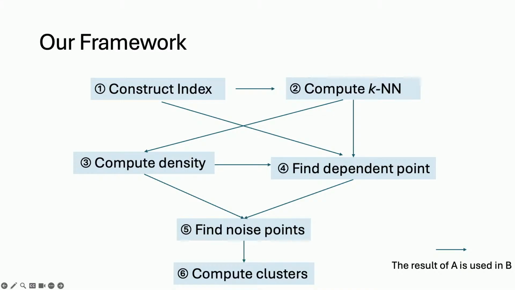OK, next up, we're going to find the noise points. These are the outlier points. And then finally, we'll compute the clusters after we get rid of the noise points. So for finding the noise points, it's a simple application of a parallel filtering algorithm. For computing the clusters, we're going to be using a concurrent union find data structure.